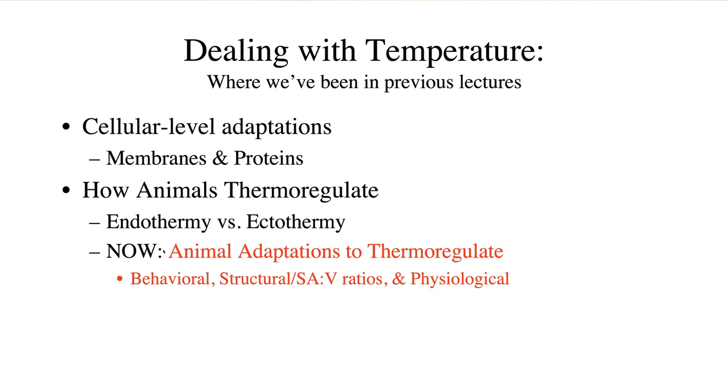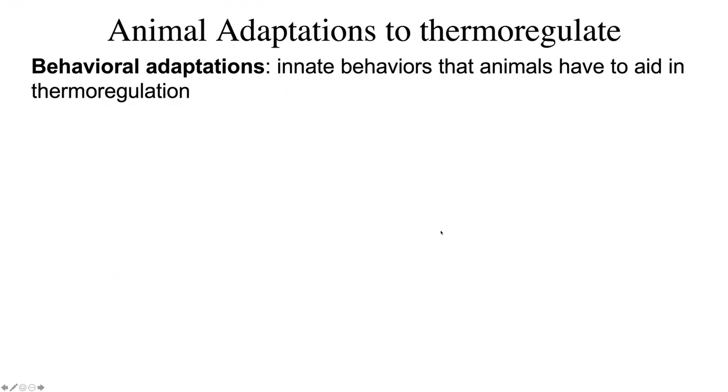Where we're going to go now is we're going to talk about animal adaptations to thermoregulate, specifically three different main types of adaptations: behavioral, structural, and how surface area to volume ratios relate to some of these structural adaptations, and then physiological adaptations. So we'll begin with behavioral adaptations to thermoregulate.